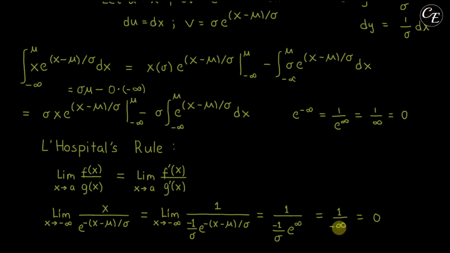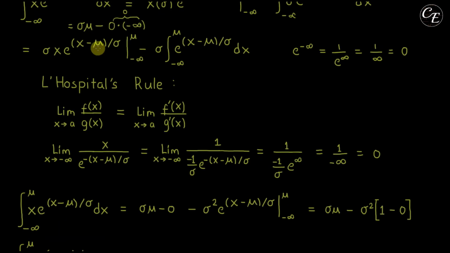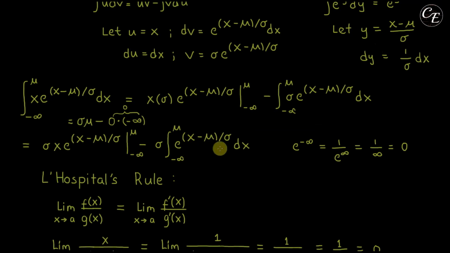Then 1 over negative infinity is 0. So we have here 0 instead of 0 times negative infinity because of this one. Then we are in here sigma mu minus 0. Then minus, for the integral of this one, we have evaluated it already.